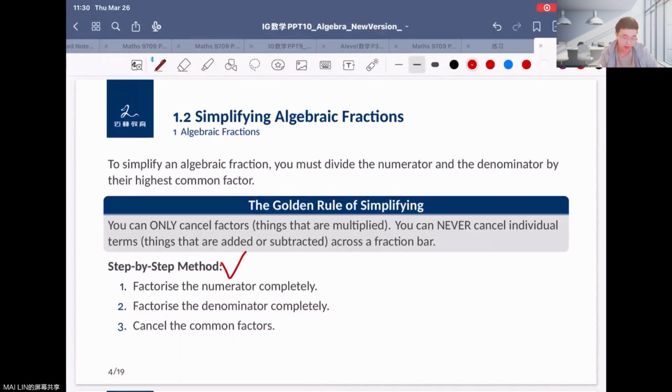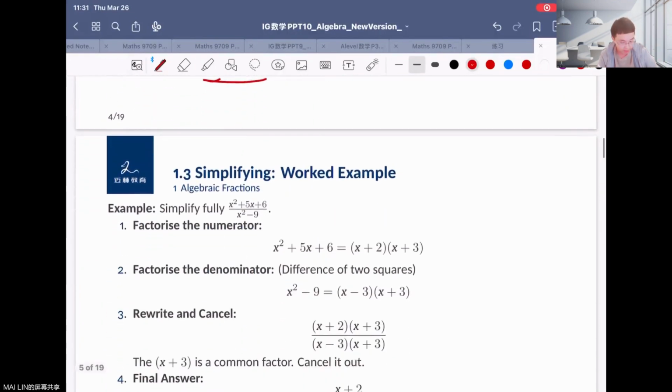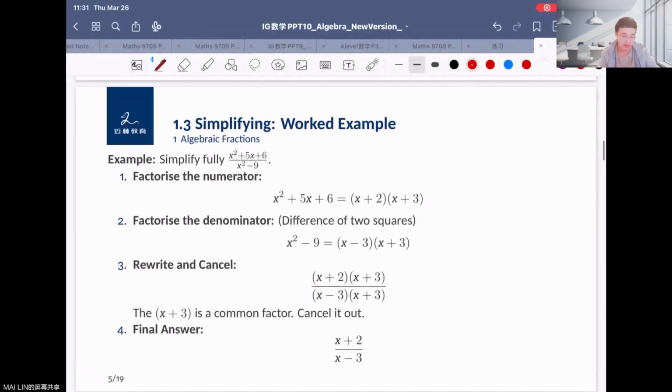And also there's the step of simplifying algebraic fractions, and here you can find a step-by-step method. First, factorize the numerator completely. Maybe you can use the methods we learned in the last lessons to make it into factors. And then cancel the same factors of the denominator and the numerator of the fraction, right? Okay. So cancel the common factors, and you can make it simplified.